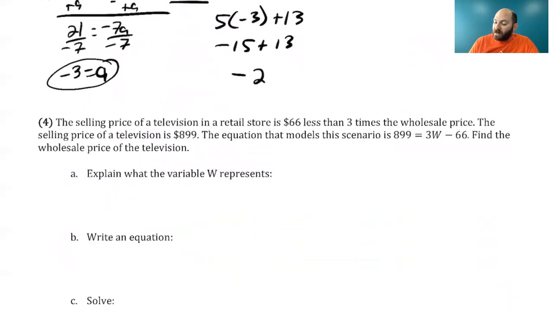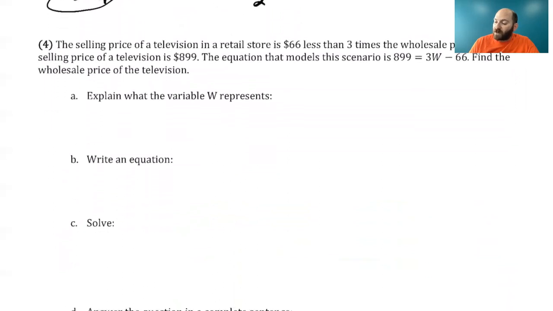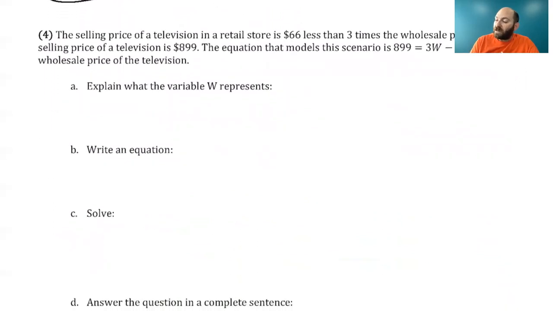The selling price of a television in a retail store is $66 less than 3 times the wholesale price. The selling price of a television is $8.99. The equation that models the scenario is right here. Find the wholesale price of the television. This right here is a good process to help break this down. Okay, explain what the variable W represents.